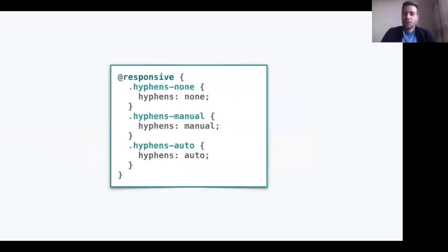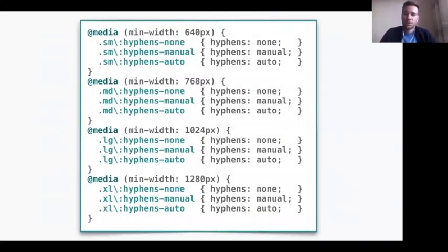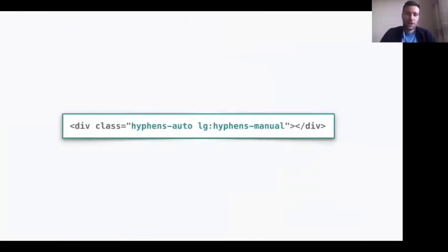So if you are defining your own utility classes, just like with pseudoclasses, you can define responsive variants for them as well, using the responsive directive. So this PostCSS code would generate CSS like this, and then you could use it just as you would any other Tailwind utility class.